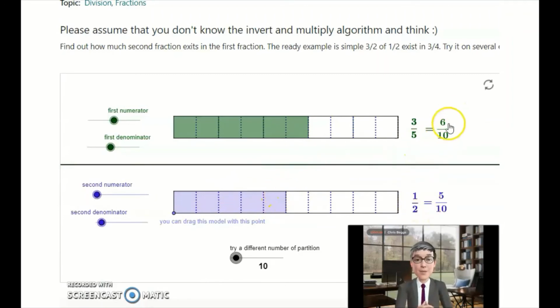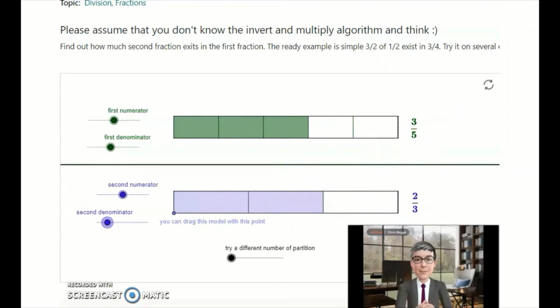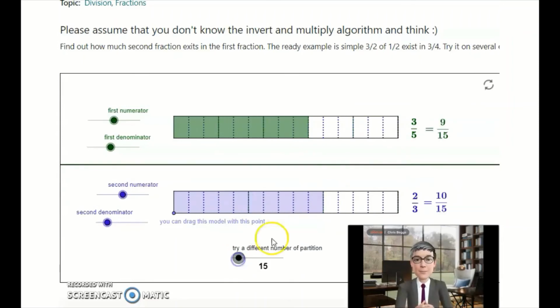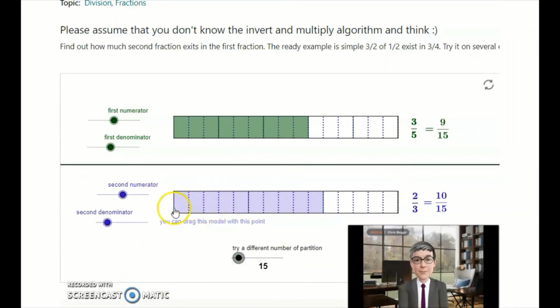If I was to multiply the 6 by 2, I would get 12/10. And let's try this example. I want to divide 3/5 by 2/3. So again, I need the common number on the bottom. If I could get this to 15. And then we can see that this is divided into 1, 2, 3, 4, 5, 6, 7, 8, 9, 10 pieces, and I need 9/10 of 2/3 to get 3/5.